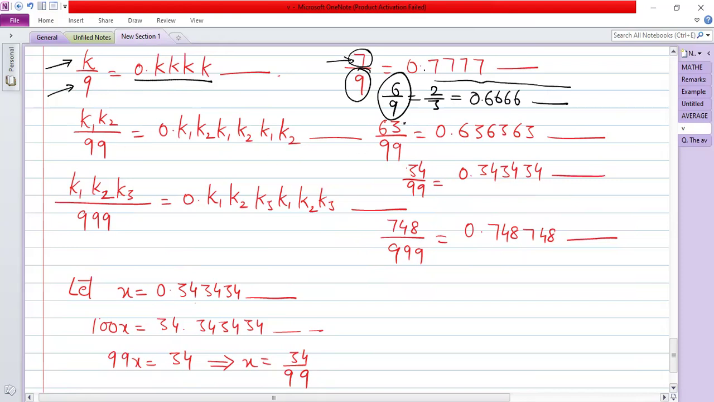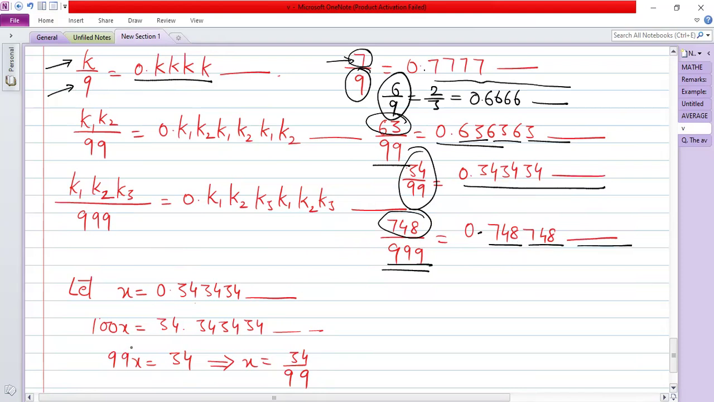And if we have two digits, as I just discussed, 63 divided by 99 will be 0.63, 0.63, 63 going on. Similarly 34 divided by 99. And by chance, if we have three digits divided by 999, then its decimal representation will be 0.748, 748, 748 going on.